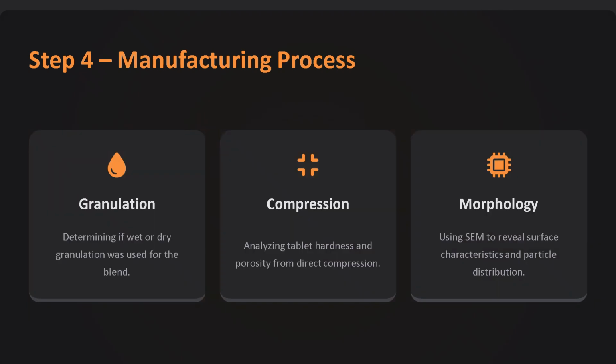Now comes one of the most complex parts, understanding the manufacturing process. Scientists determine whether the tablet was made using wet granulation, dry granulation, or direct compression. They analyze tablet hardness, porosity, and structure. Scanning electron microscopy, or SEM, is used to observe surface morphology and particle distribution. Because even with the same ingredients, different manufacturing methods can produce very different results.